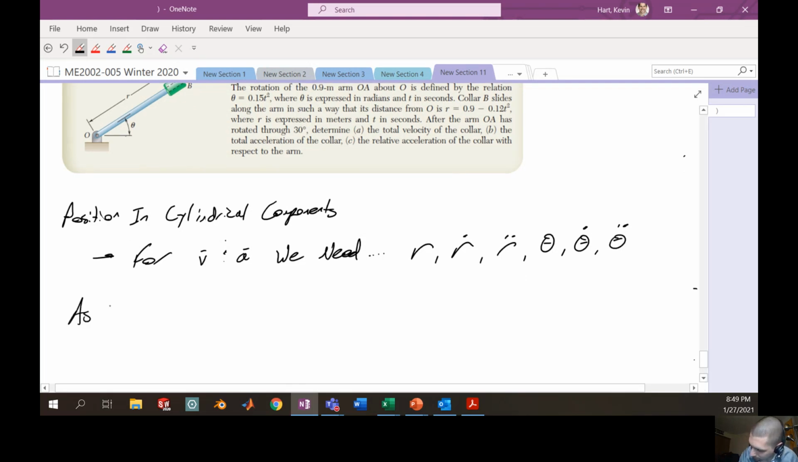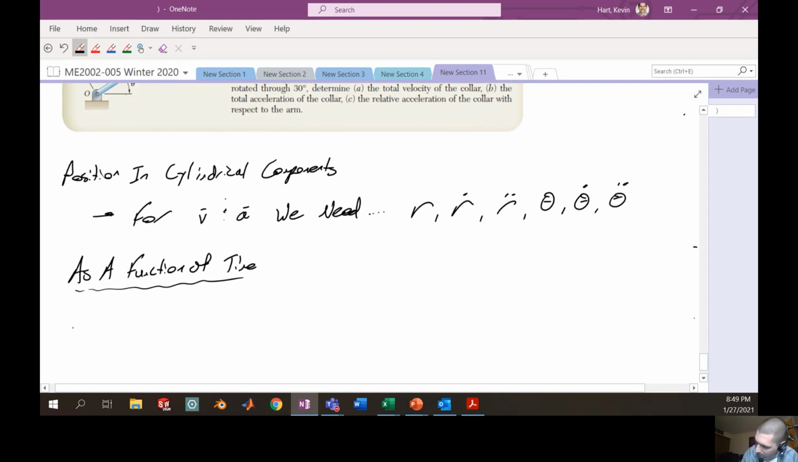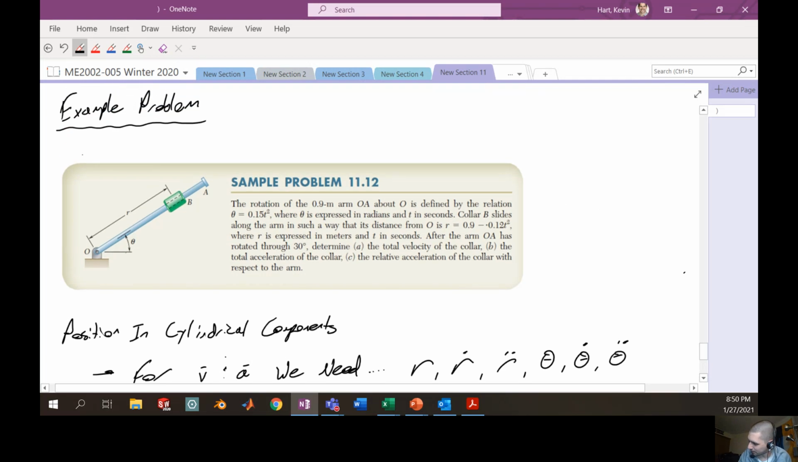So as a function of time, we have the following. Our position r is given. So what is this total distance between O and our collar at B? Well, that's given here: r equals 0.9 minus 0.12 t squared.